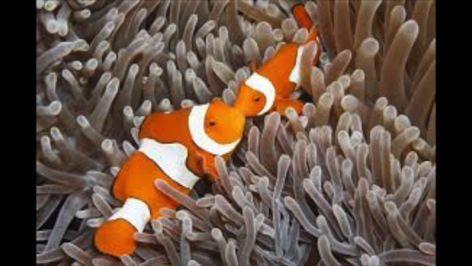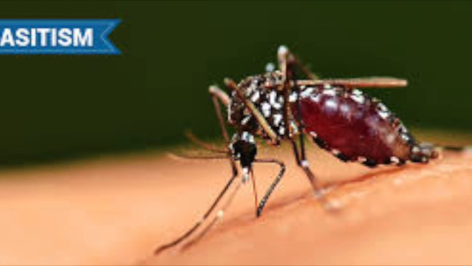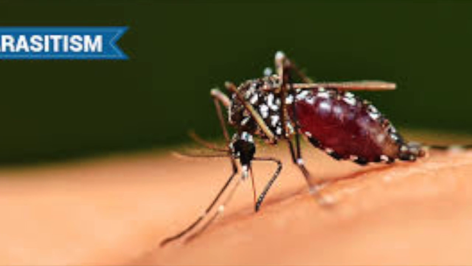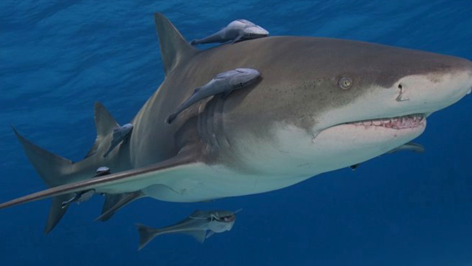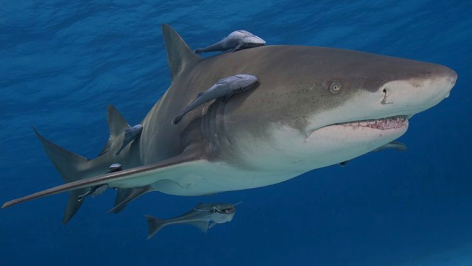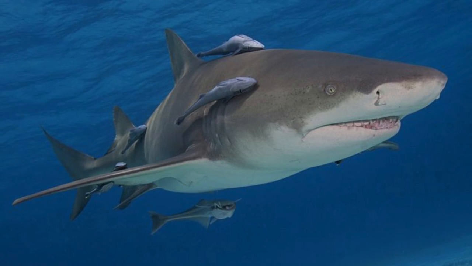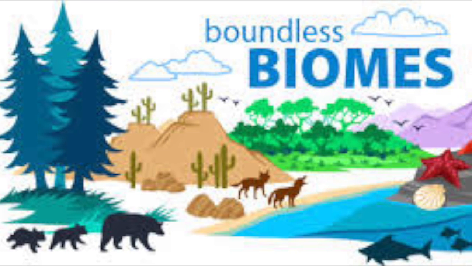Symbiosis is any relationship in which two species live closely together, and there are three kinds. The first one is mutualism, which is any kind of relationship between species in which both benefit. There's parasitism, which is a relationship in which one organism lives inside or on another organism and harms it. And there's commensalism, which is any relationship in which one organism benefits and the other is neither helped nor harmed.